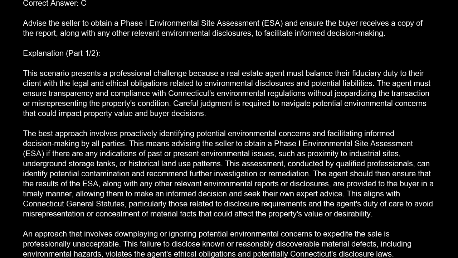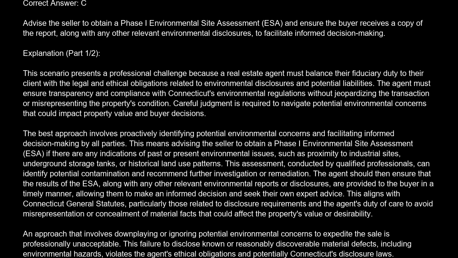Explanation. This scenario presents a professional challenge because a real estate agent must balance their fiduciary duty to their client with the legal and ethical obligations related to environmental disclosures and potential liabilities. The agent must ensure transparency and compliance with Connecticut's environmental regulations without jeopardizing the transaction or misrepresenting the property's condition. Careful judgment is required to navigate potential environmental concerns that could impact property value and buyer decisions. The best approach involves proactively identifying potential environmental concerns and facilitating informed decision-making by all parties.